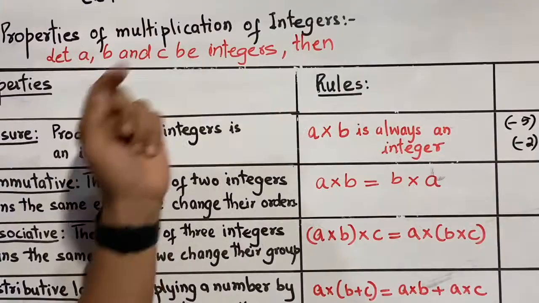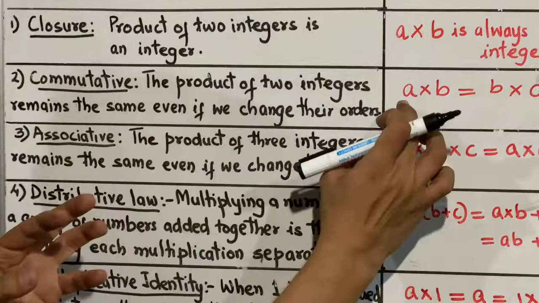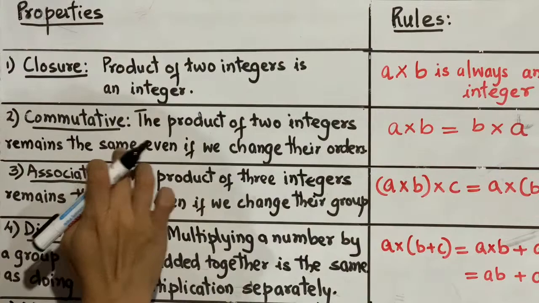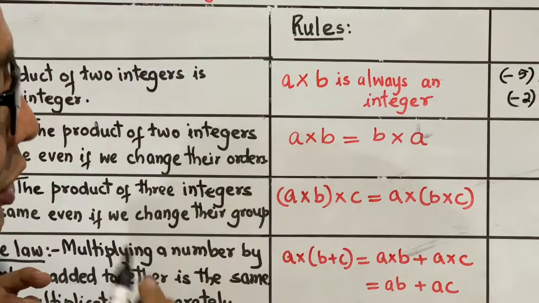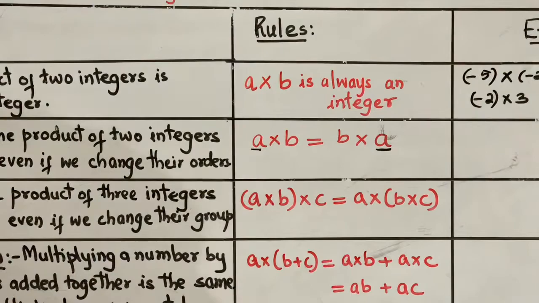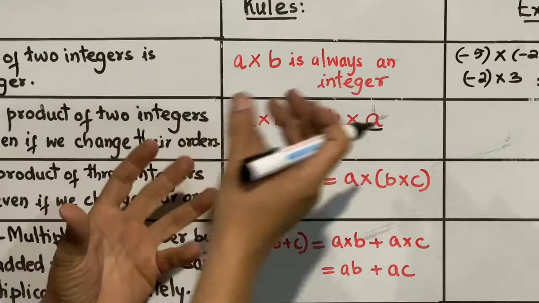Now, the commutative property is the condition that the product of two integers a and b remains the same even if we change their order. Whether we multiply a times b or b times a, the order may change, but the product remains the same.